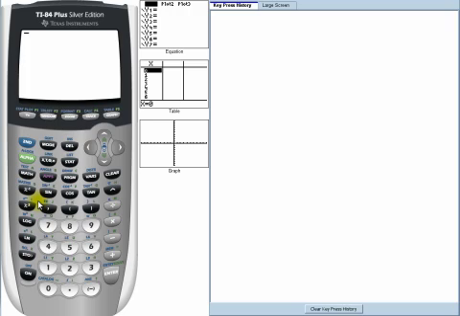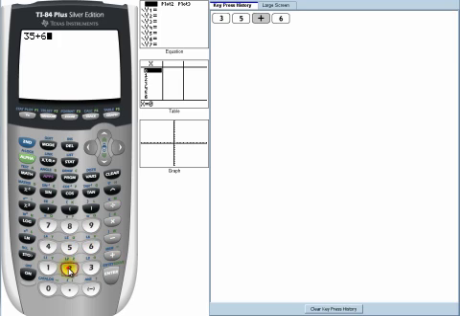In this tutorial, we will learn how to perform basic calculations directly from the home screen. Make sure your home screen is clear and your calculator screen looks like mine. Your basic operations like addition, subtraction, multiplication, and division can all be accomplished directly from the home screen. I'll just do a couple of calculations for example.